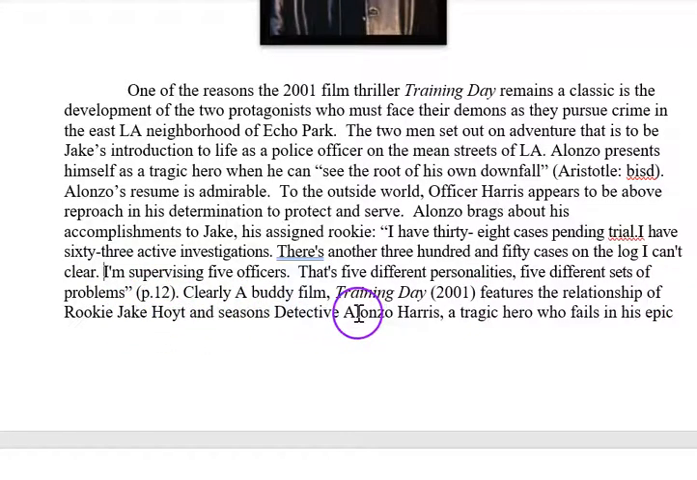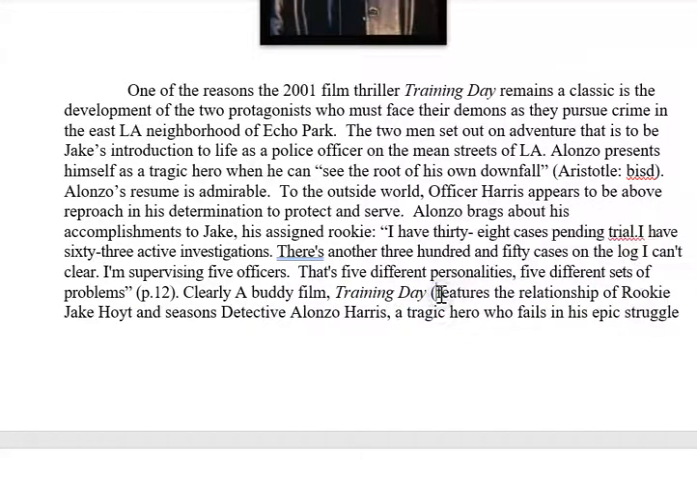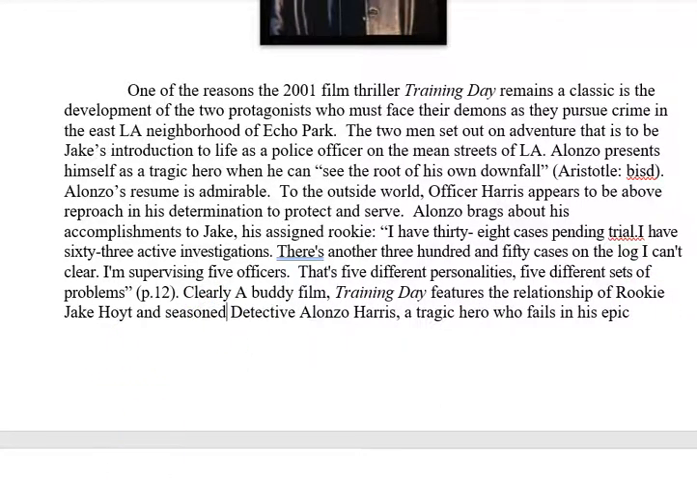Clearly a buddy film, Training Day features the relationship of rookie Jake Hoyt and seasoned detective, a tragic hero. Well, I've already said that.